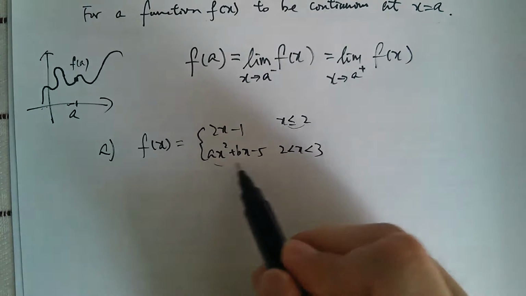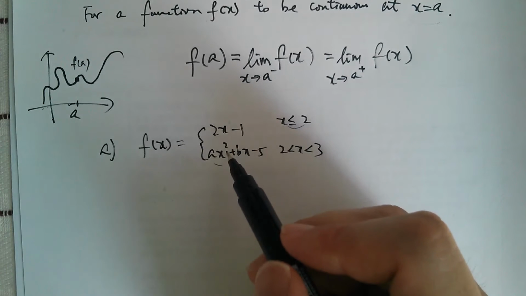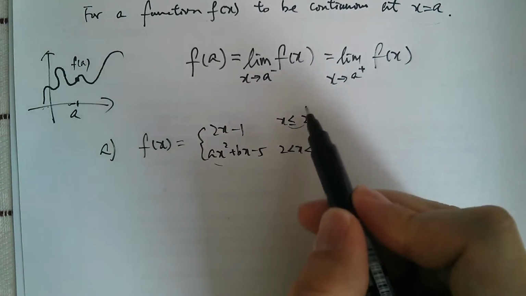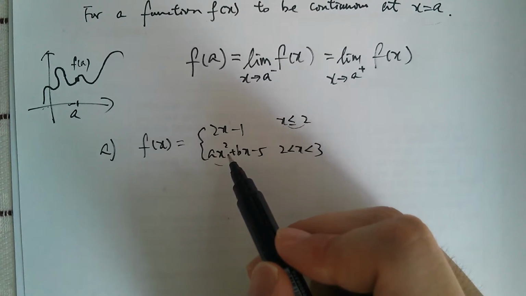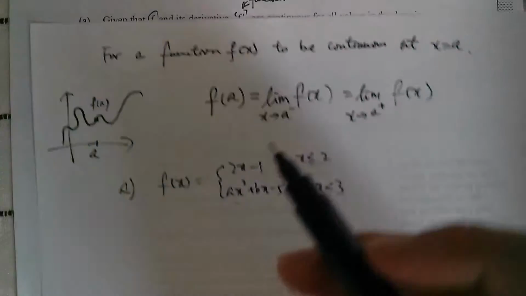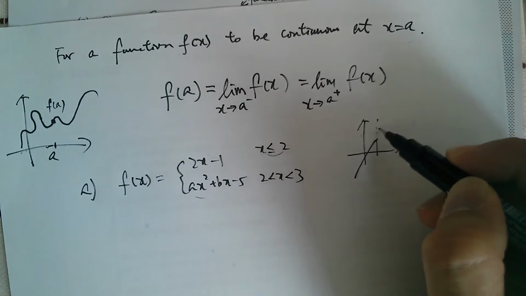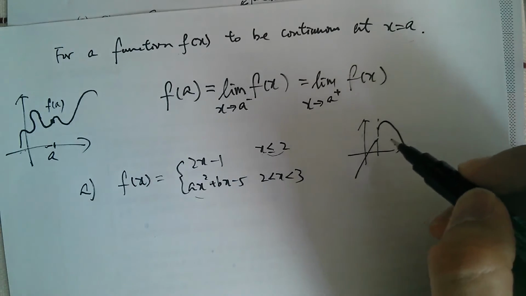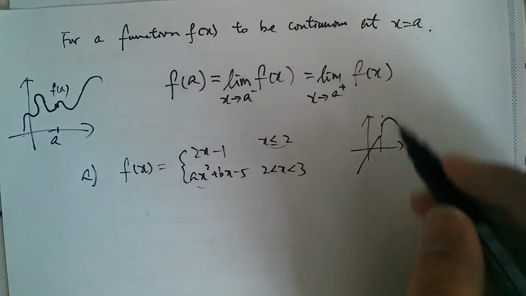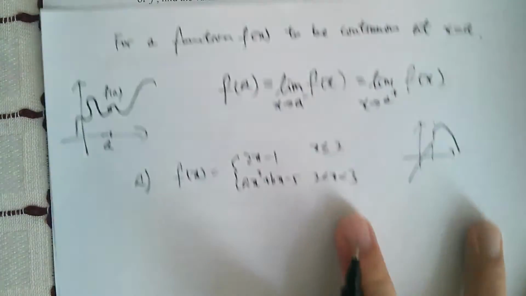So for each of the pieces, they would definitely be continuous because they are just either a straight line or a parabola. Both of them are continuous. So the only problem seems to be when x equals 2. That is, when you change from this straight line to this parabola, would the graph be broken? Would it be like this, straight line, and then parabola? Oh, they do not connect. Then it is not continuous. So that seems to be the only problem that we need to consider.